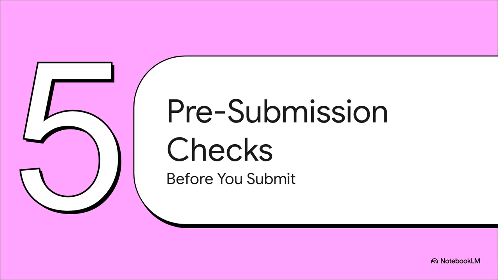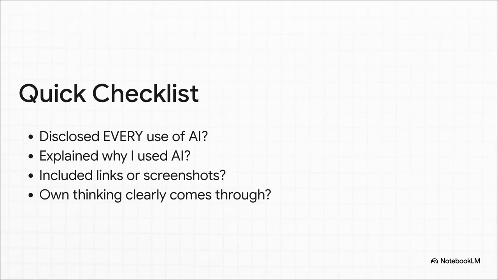And finally, part 5, final pre-submission checks. Let's run through this quick checklist together to lower that pre-submission anxiety and make sure you've crossed every T and dotted every I. Have you disclosed every single use of AI? Yes. Have you clearly explained why you used it? Yes. Have you included those links or labeled screenshots? Yes. And finally, does your own thinking and voice clearly come through in the final work?